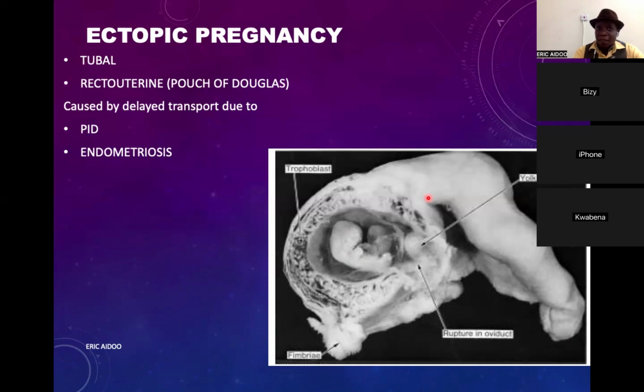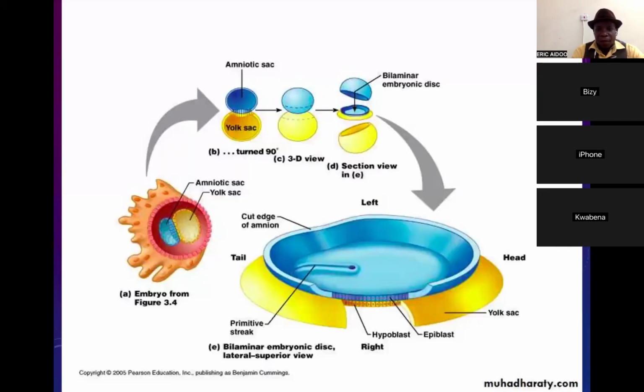So if it finds itself on an intestine, it will start implanting. These structures are not meant for conception. Their muscles are not meant to hold a developing embryo. So eventually, it will rupture or cause severe bleeding, and we don't want that to happen.